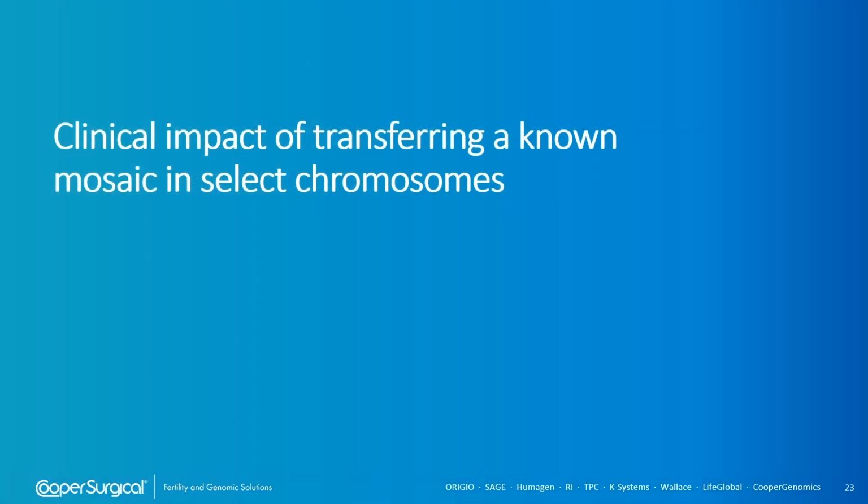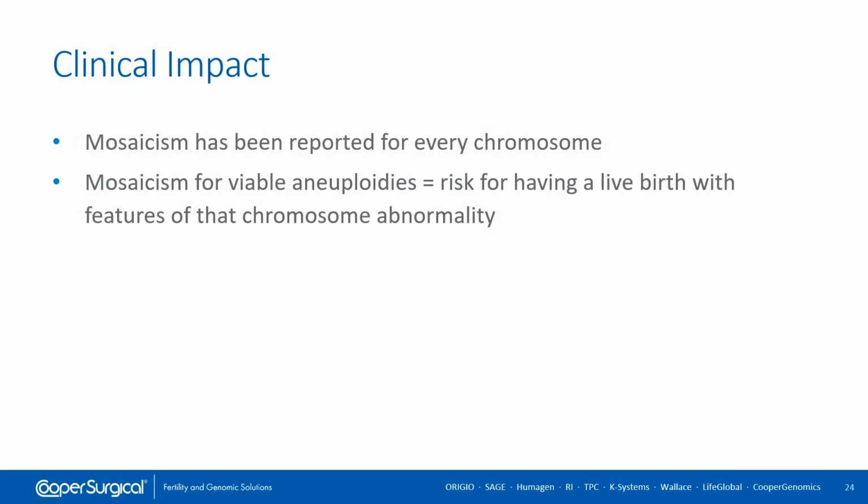Now that we've reviewed the various syndromes that are associated with these known chromosome aneuploidies, I want to spend a little bit of time talking about the clinical impact of transferring a known mosaic in these select chromosomes. It is important to note that mosaicism has been reported for every chromosome. And when you're talking about mosaicism for the viable aneuploidies that we discussed previously, there is certainly a risk for having a live birth with features of that chromosome abnormality.